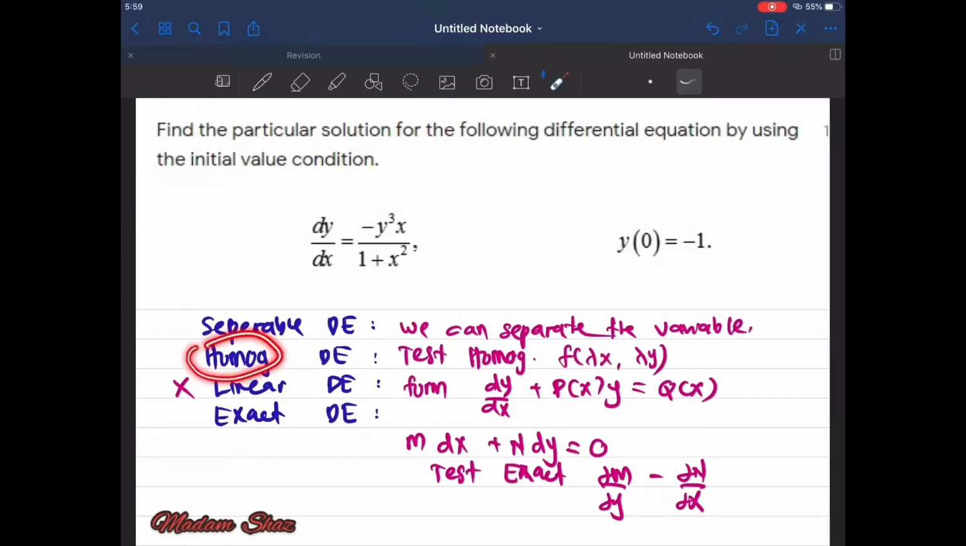Homogeneous means that you have to test by λx, λy, and then you will get back your original equation. If you test, you cannot get the original equation, so you can try on your own. So this is not a homogeneous differential equation. The same for the exact differential equation: when you test ∂M/∂y = ∂N/∂x, they are not equal, so this is also not exact. So this is the separable differential equation because we can separate the variables.